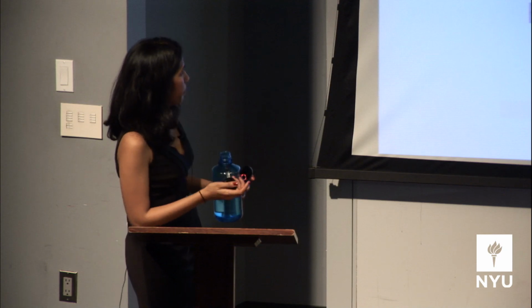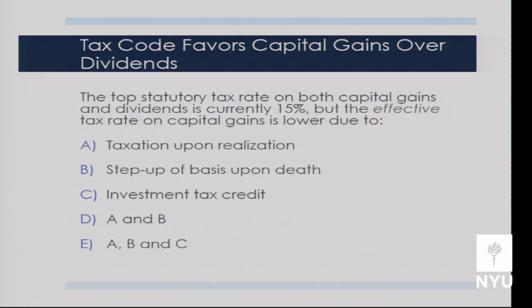Okay, so let's do a quick question. The top statutory tax rate on gains and dividends is 15%, but the effective tax rate on gains is lower due to: A, taxation upon realization; B, step up of basis upon death; C, the investment tax credit; D, A and B; E, A, B, and C. Any guesses? It's actually circled on that slide. Oh, is it? And they're on the same page. See, what I have to do next time is put the answer on the next page, so it's not right there.